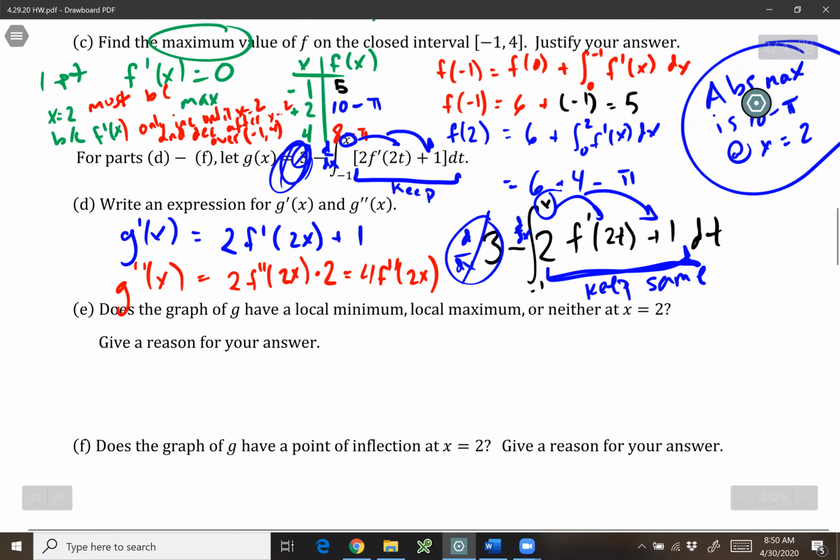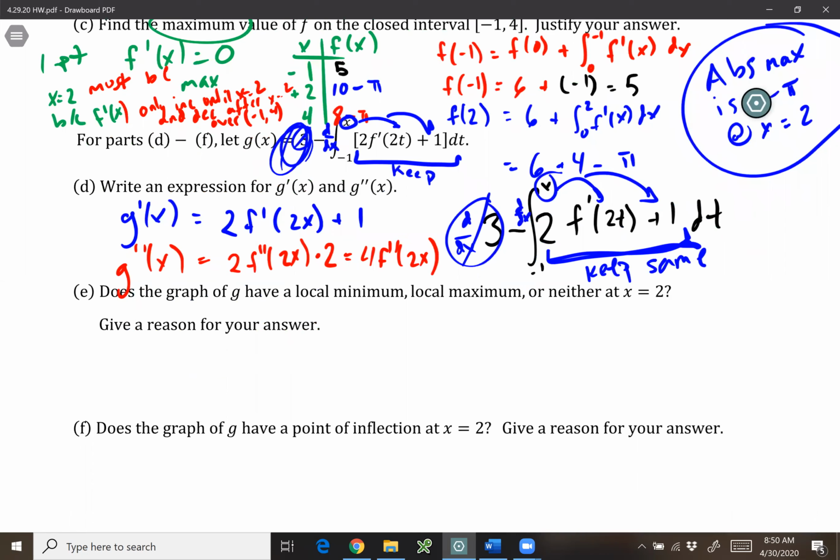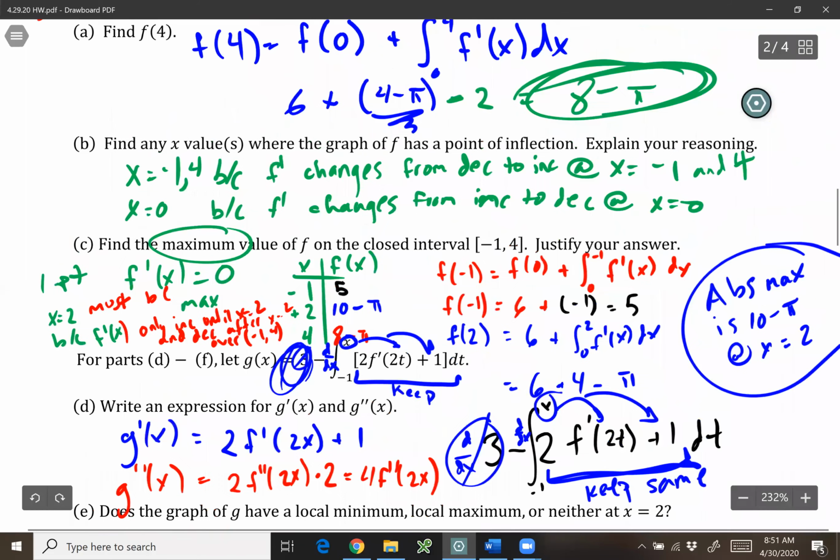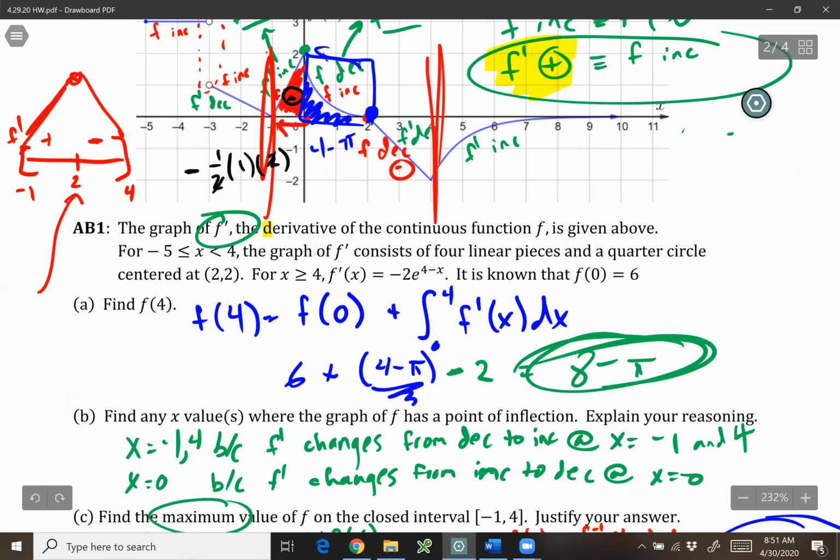Okay. So now, does the graph of g have a local min, max, or neither at x equals 2? Well, if we're looking for that, all we're really looking for is to make a number line, put in 2, put in g prime, right? So let's plug into g prime something smaller than 2, like say 1. If we plug in 1, g prime of 1 would be 2 f prime of 2 times 1, which is 2, plus 1.